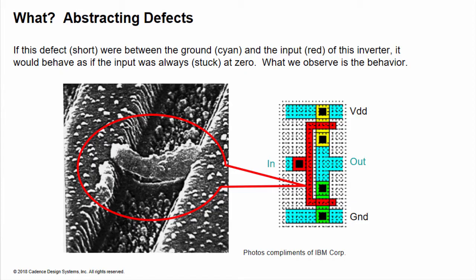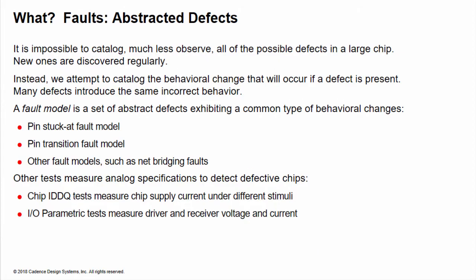Thus, rather than testing directly for defects, a short in this case, we test for the observable digital and sometimes analog behavior that the defects cause. In this manner, many different kinds of defects which cannot be directly observed are abstracted into a smaller set of behaviors that can be directly observed. So while it is impossible to know, a priori, all of the possible defects that could occur on a chip, much less observe them, we can observe the specific incorrect behavior that would be caused by the defects. We call these observable behaviors faults, and the set of such behaviors we test for a fault model.